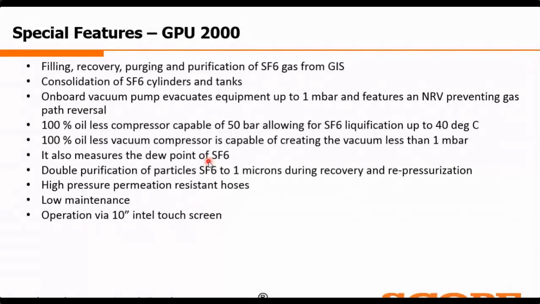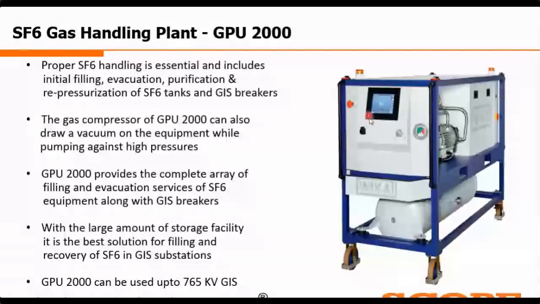You can see this touchscreen here, a 10-inch touchscreen. All these options are there: filling, recovery, filtration, or if you need to do the vacuum or aeration. You just need to click the option and start the operation, and based on that, it will automatically start. Before that, you just need to connect the instrument with the circuit breaker, or if you want to fill, the cylinder connection is necessary.